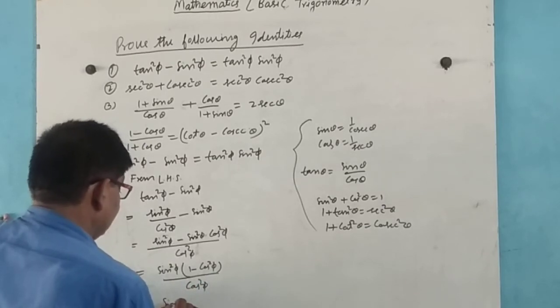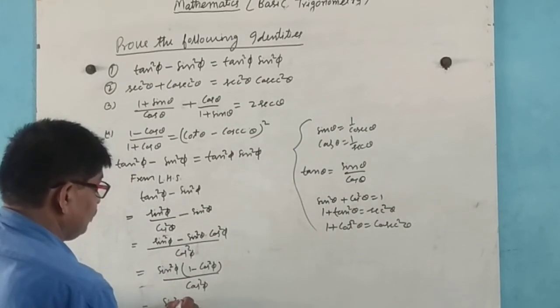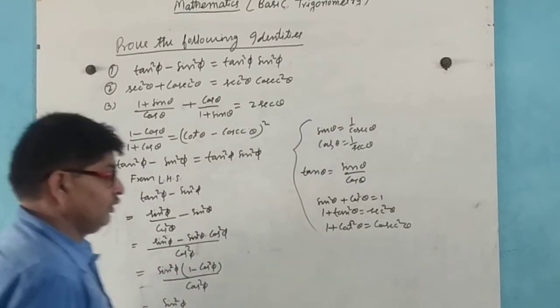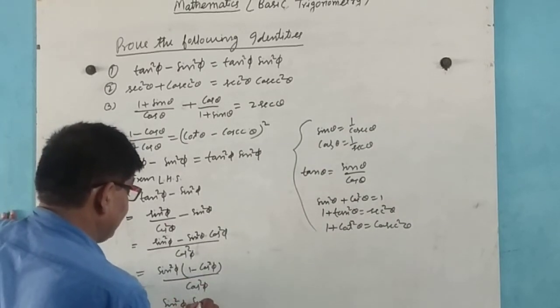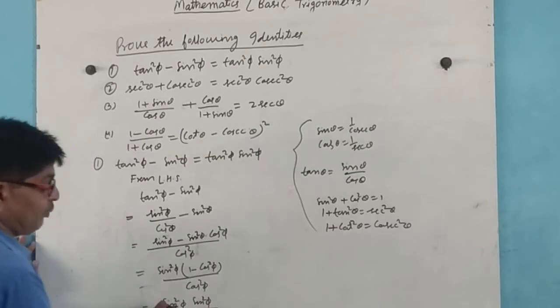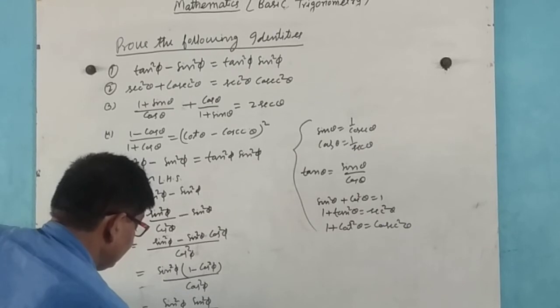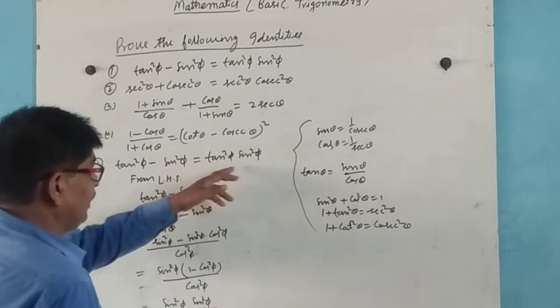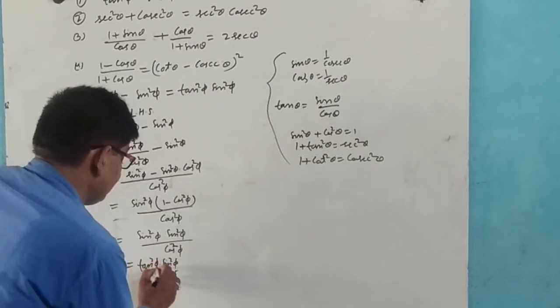Here sin square phi into 1 minus cos square theta, and 1 minus cos square theta is equal to sin square theta, therefore sin square phi divided by cos square phi. Sin square phi by cos square phi is equal to tan square phi into sin square phi. Tan square phi into sin square phi. This is the right hand side, proved.